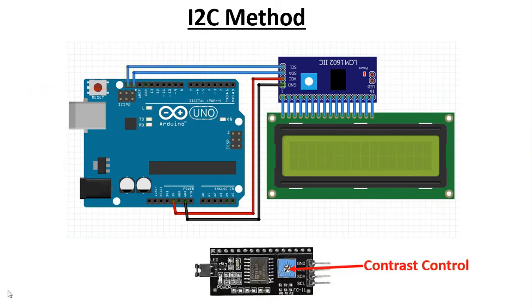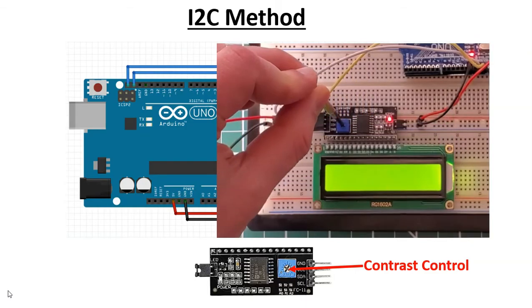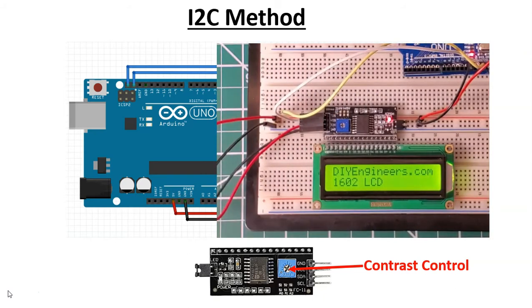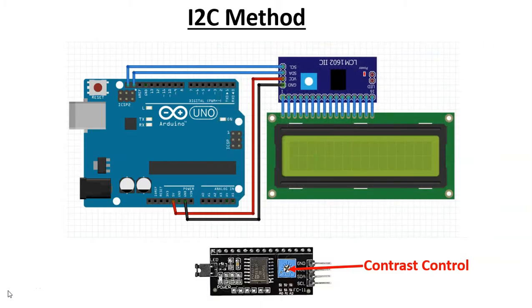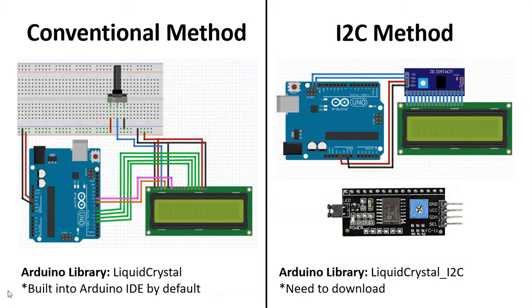So pretty simple. And if you're wondering, contrast control on the I2C method is handled by using a small screwdriver to change the setting on the built-in trim pot, essentially the same thing as adjusting a potentiometer to change the contrast. So now, when we talk about the required libraries, the conventional method uses the Liquid Crystal library, which is a built-in Arduino library included in Arduino IDE by default, so you don't have to download anything. Whereas the I2C method uses the LiquidCrystal_I2C, which you would need to download from GitHub.